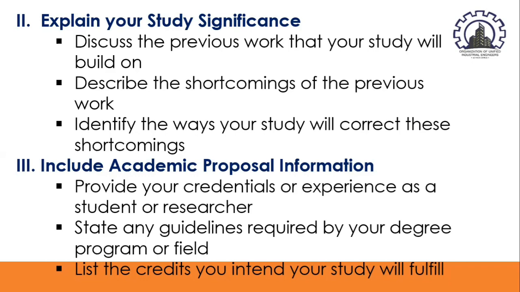And after having explained your study significance, finally, you are now able to include academic proposal information. In doing that, you need to provide your credentials or experience as a student or researcher. You also need to state any guidelines required by your degree program or field. And you also need to list the credits you intend your study will fulfill.